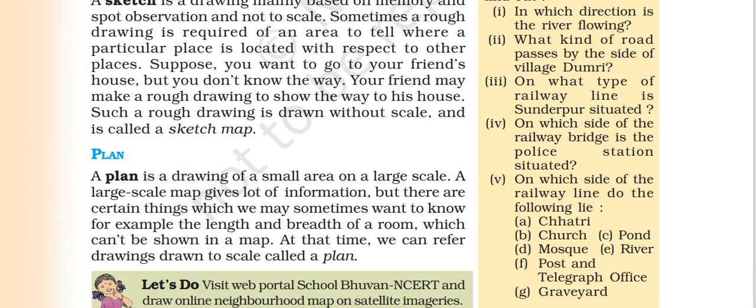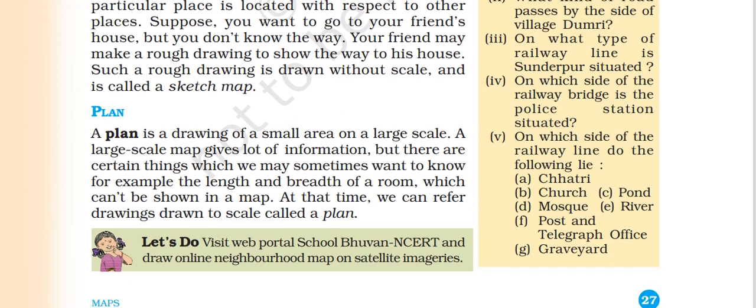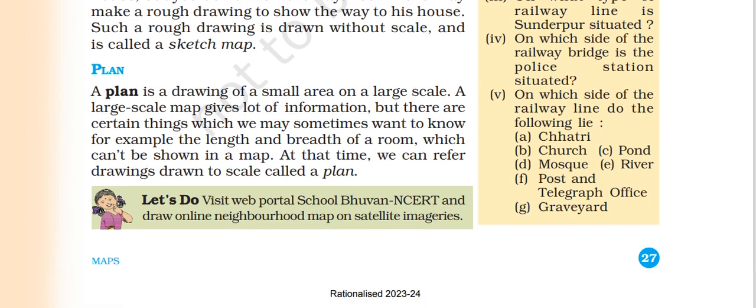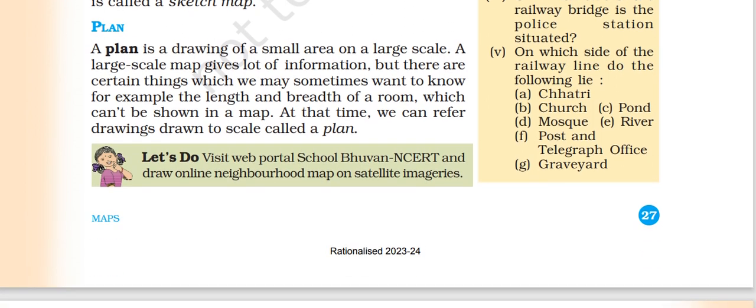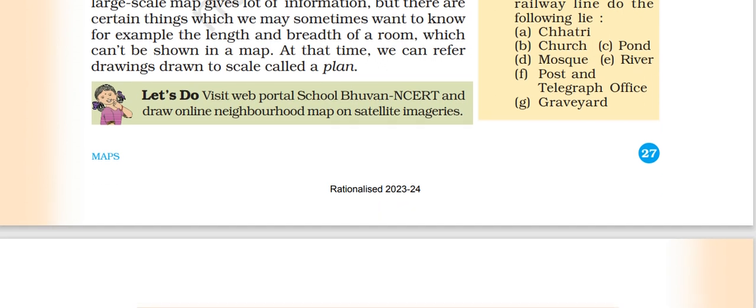A plan is a drawing of a small area on a large scale. Larger scale maps give a lot of information, but there are certain things which we may sometimes want to know, for example, the length and the breadth of a room, which cannot be shown on a map. At that time, we can refer to a drawing drawn to a scale called a plan. Okay, next is... okay, finished.